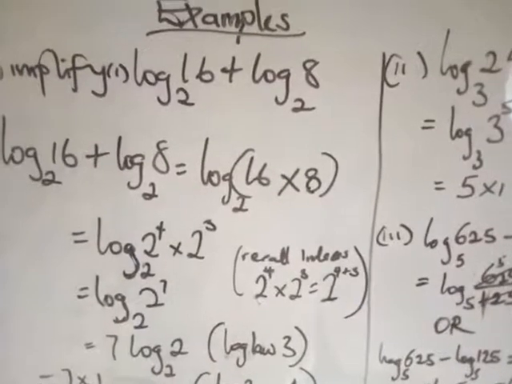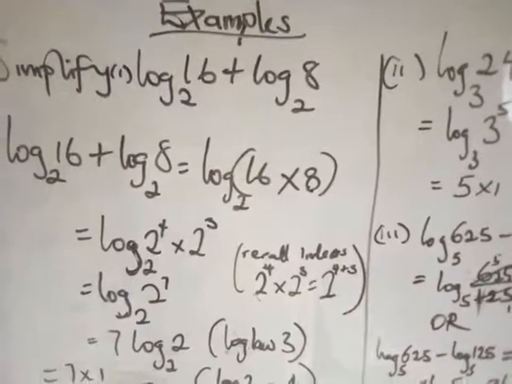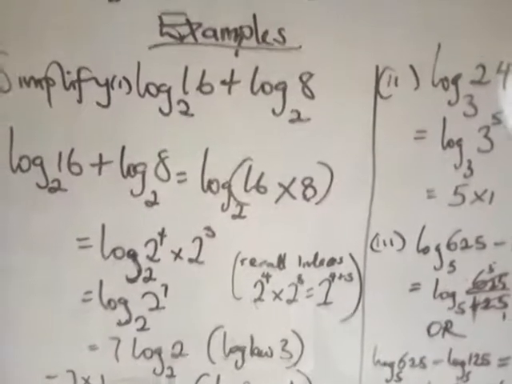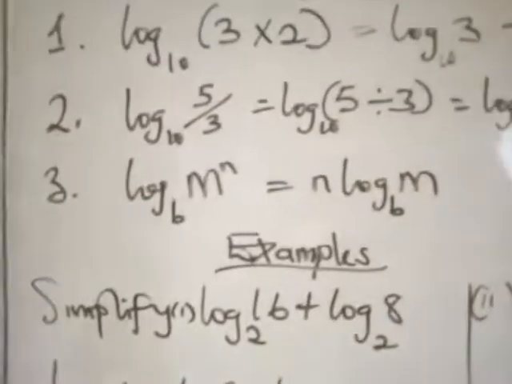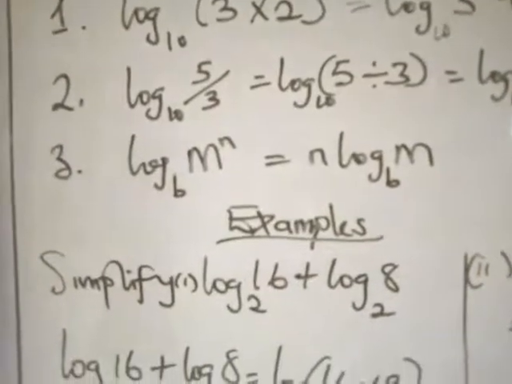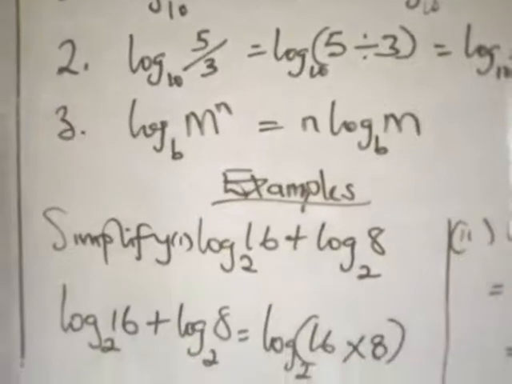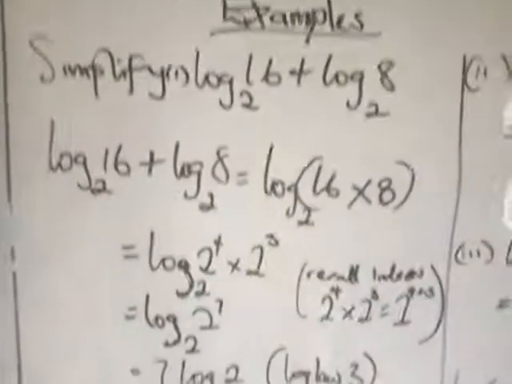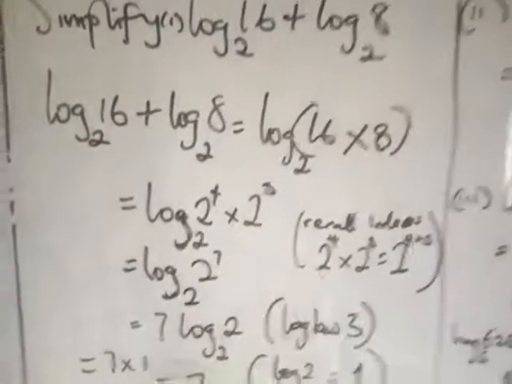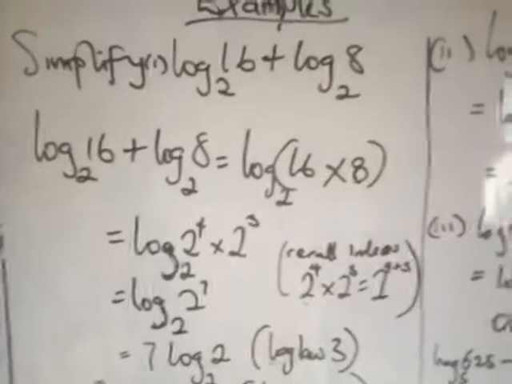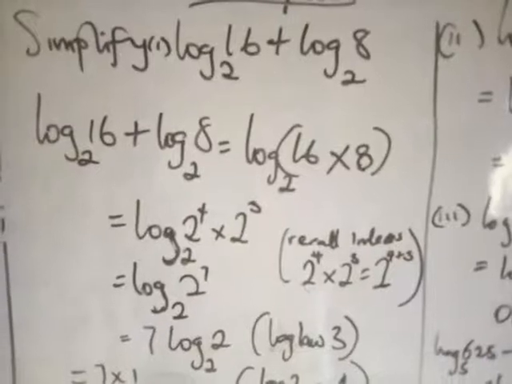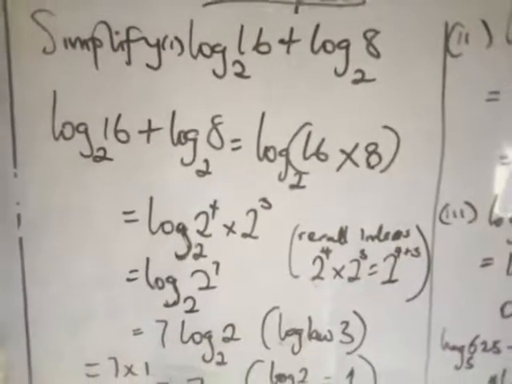So log 2 raised to the power 7 to base 2 now can give you this. So consider the log law 3, which says that log m raised to the power n to base b is equal to n log m to base b. So the same is applicable to this. We have 7. That 7, which is the power of 2, will come behind. Do you get it now? We bring it behind. Then you have 7 log 2 to base 2.